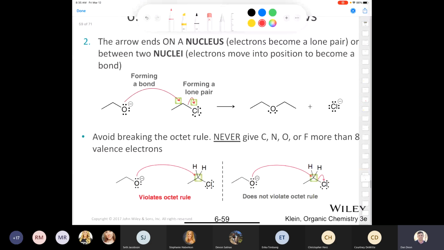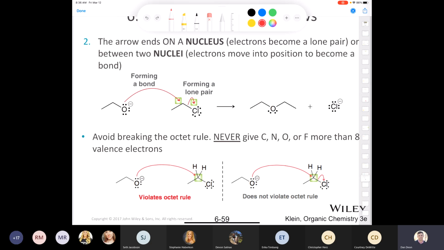What's another handy dandy point here? It says the arrow's got to end on a nucleus, okay? If it becomes a lone pair, or between 2 nuclei if you're forming a new bond. So we see that we're forming a bond between this oxygen and this carbon, right? That's this bond right here in the bond forming step, in the nucleophilic attack step.